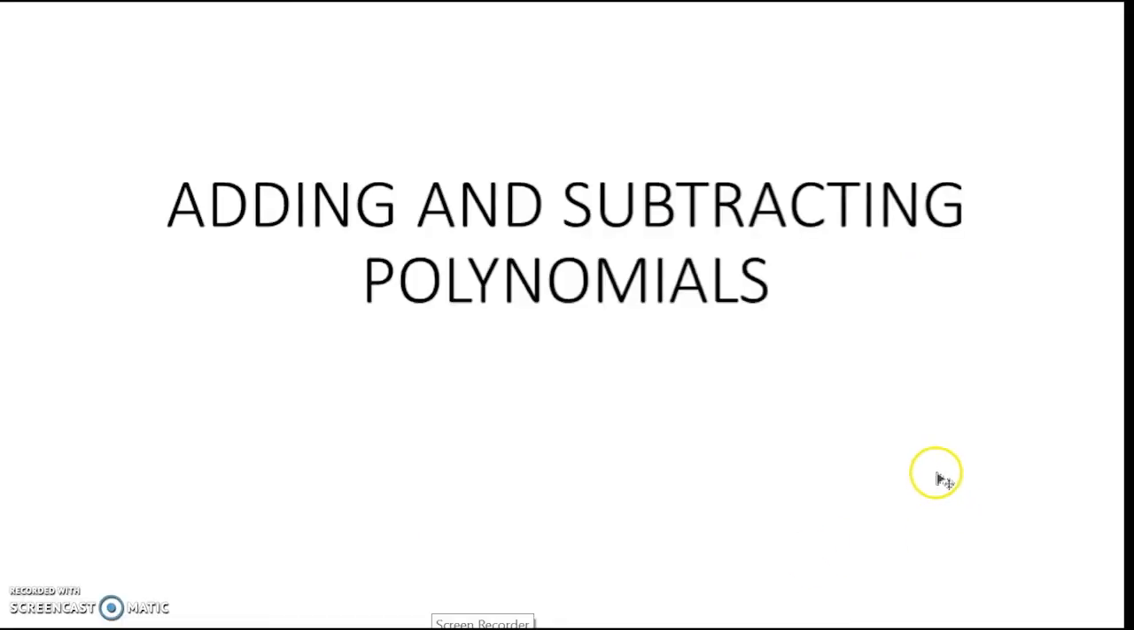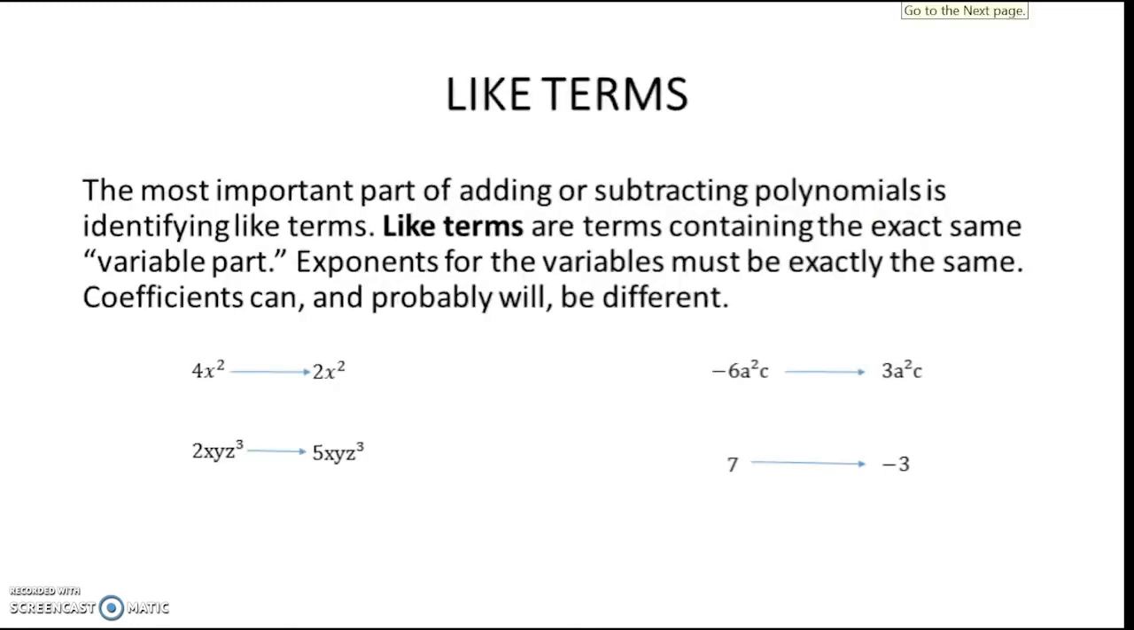Right, today we're going to review how to add and subtract polynomials. So the first thing that we want to look at here is what it means to have like terms. Like terms means that we can only combine by adding or subtracting terms that have the same variable part.